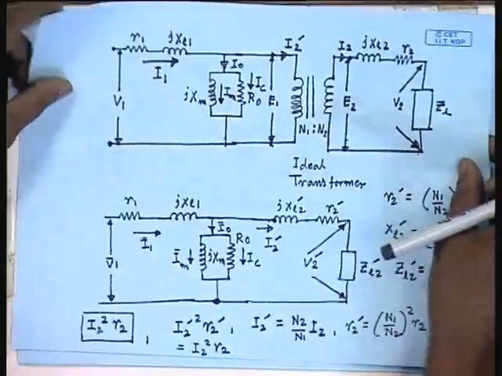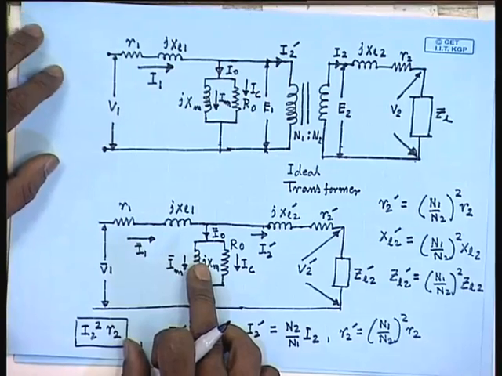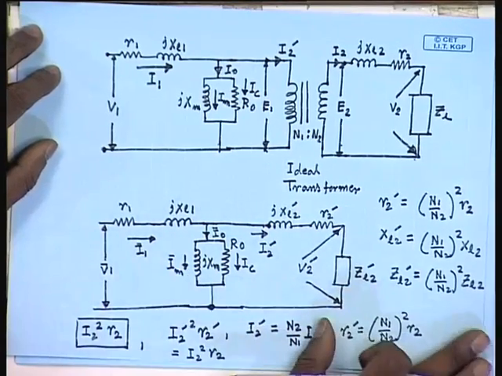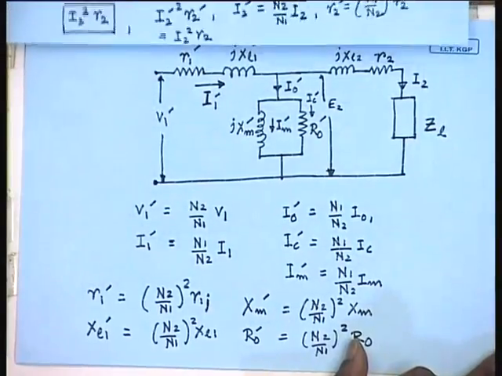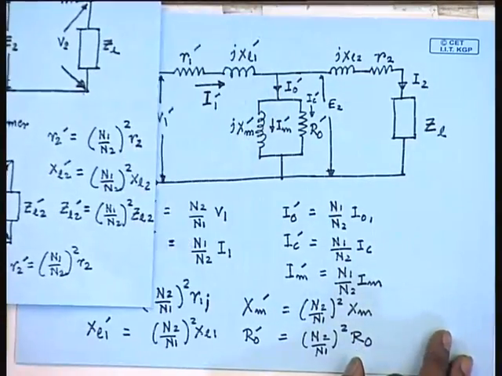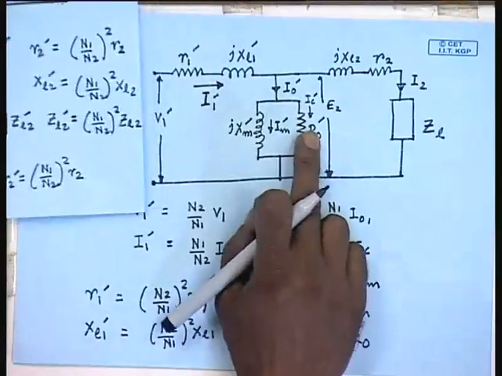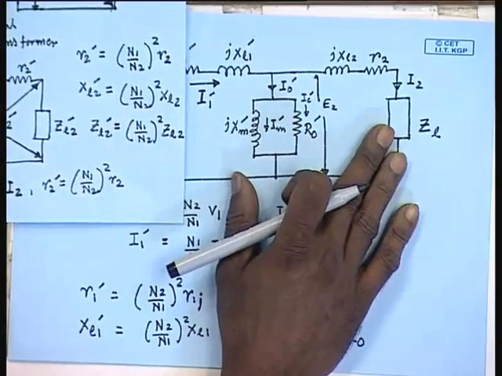While this was the equivalent circuit of the same single phase transformer referred to the primary or the source side. They are identical as far as the circuit structure is concerned. They are identical except that the parameter values of the two circuits are different.